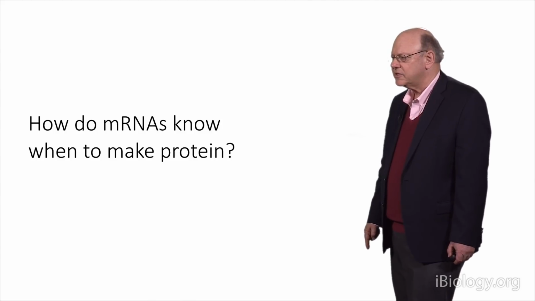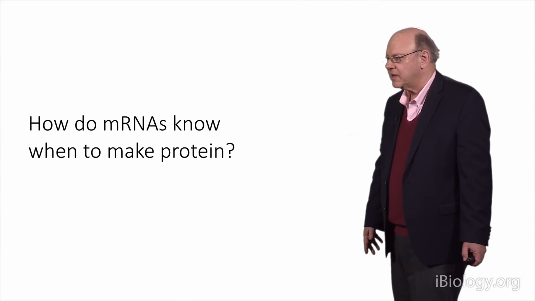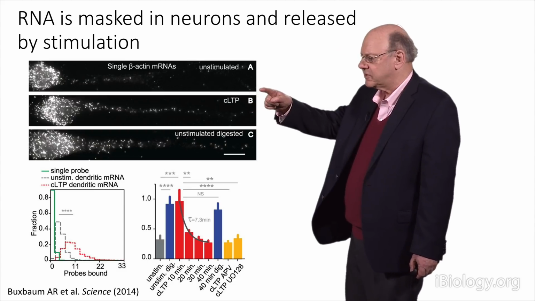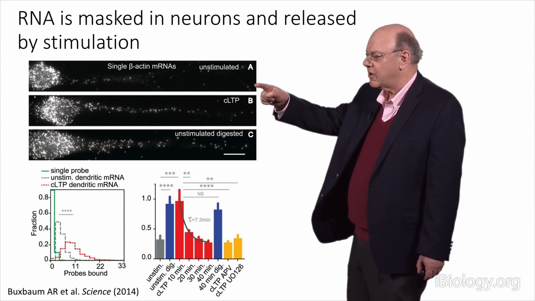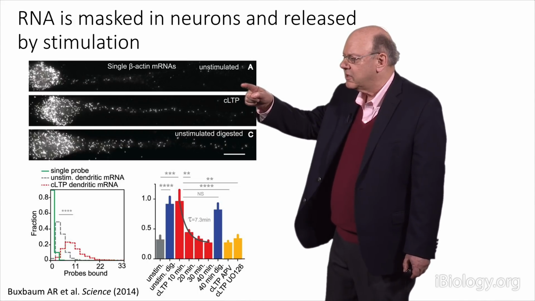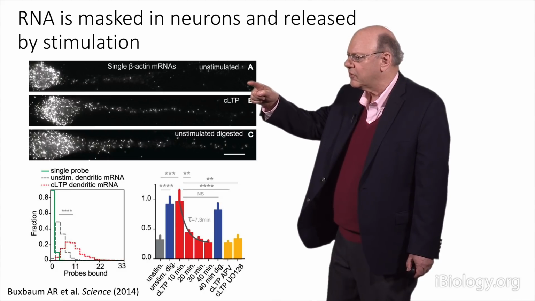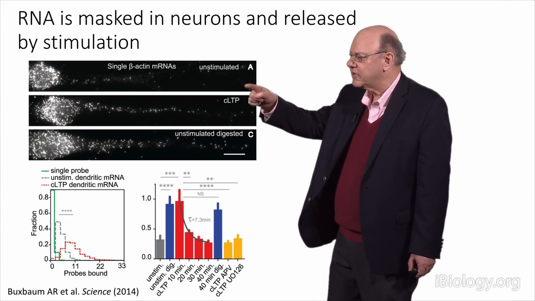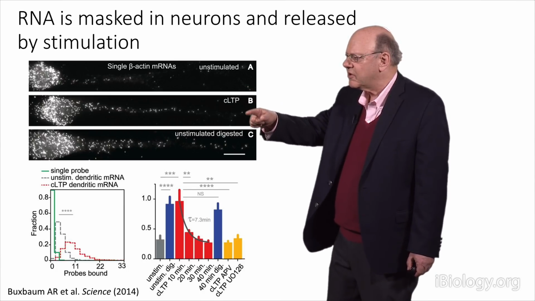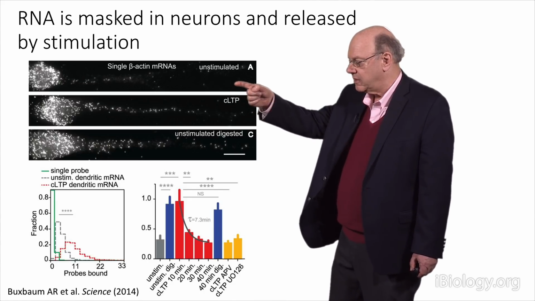So now the question is, the RNAs are localized, but how do they know when to make the protein? A graduate student made this serendipitous and interesting observation. She had very keen eyes, and she looked at neurons that she had fixed and was probing for in situ hybridization with a probe to the MS2 sites. And she saw that almost no RNAs were hybridized by the probe.